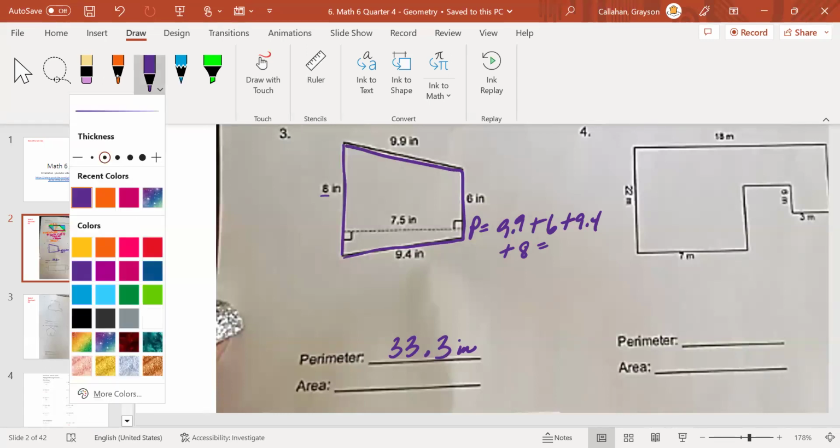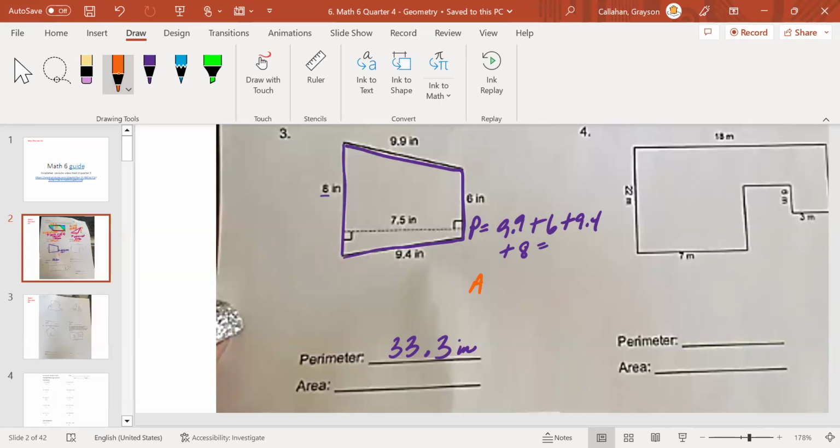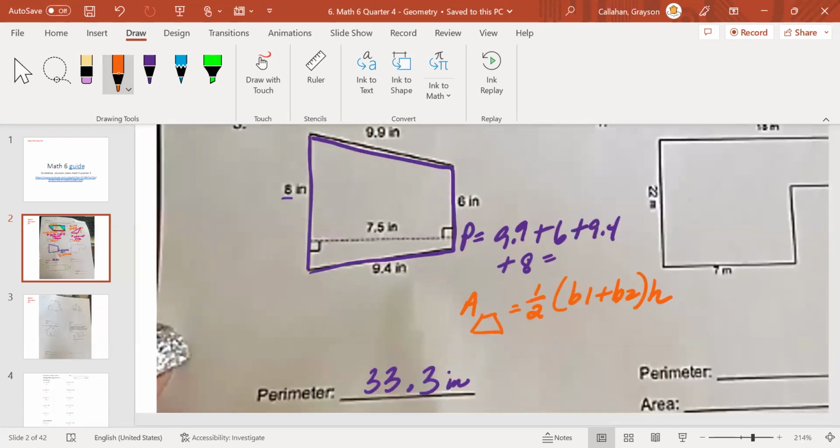Let's go on to area. What shape is this? It is a trapezoid. Did your teacher ever go over the area of a trapezoid with you? Okay. 1/2 base 1 plus base 2 times height. That's the formula, okay?